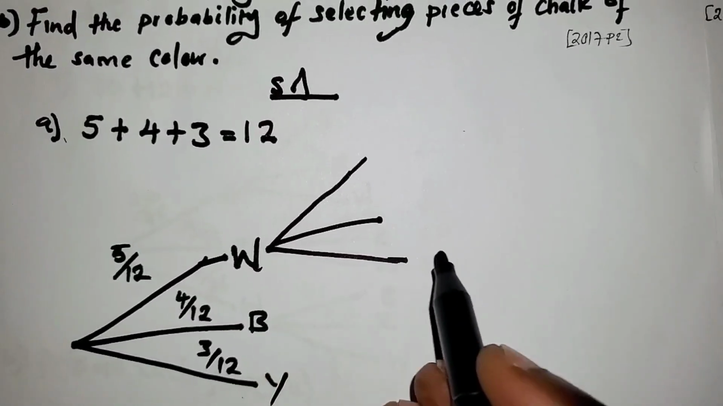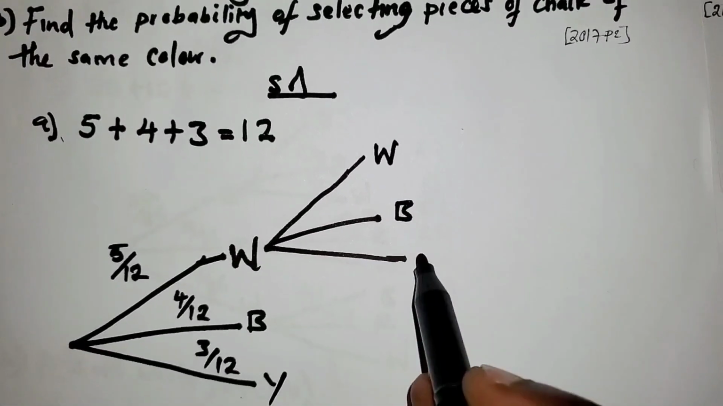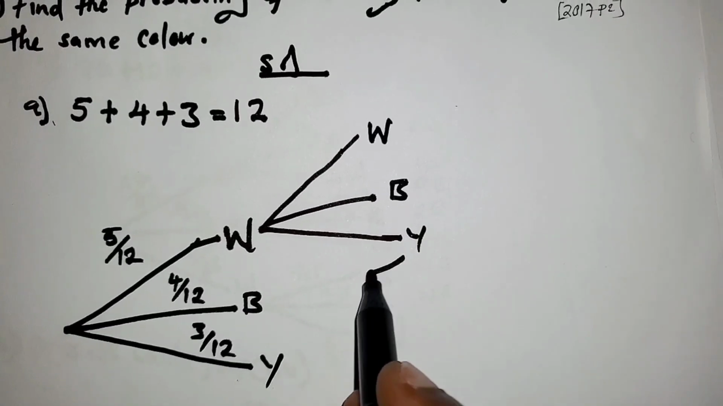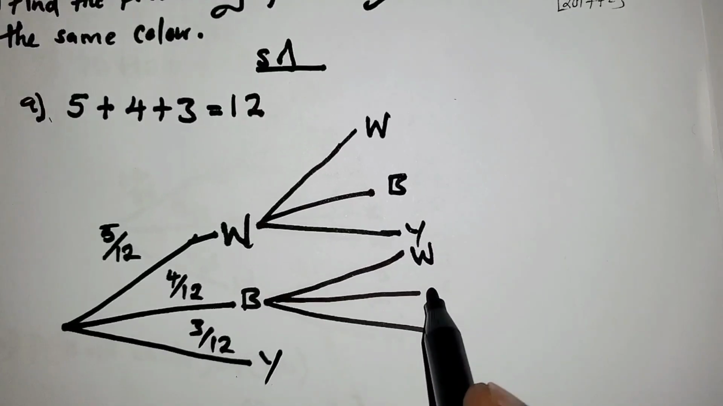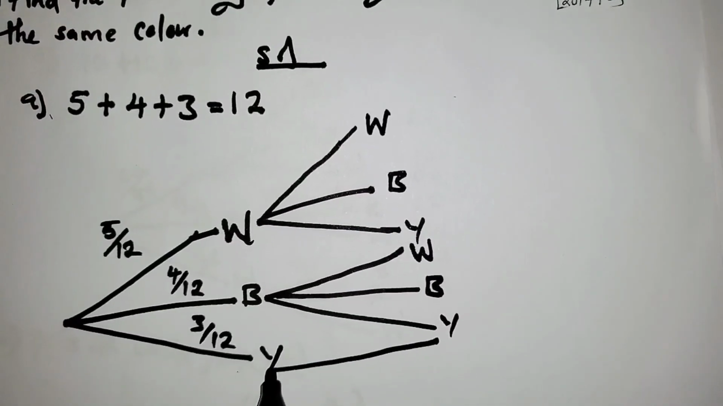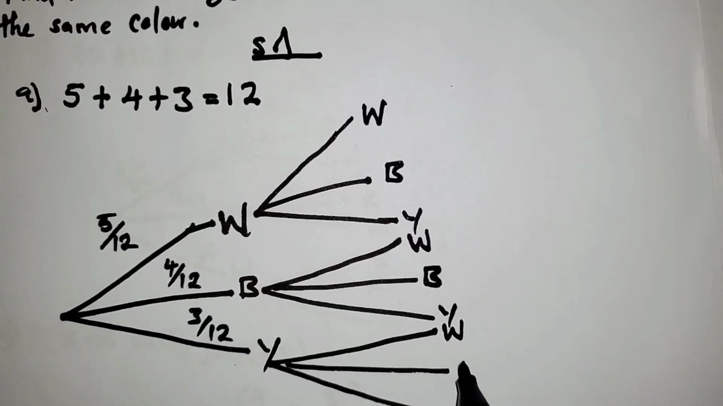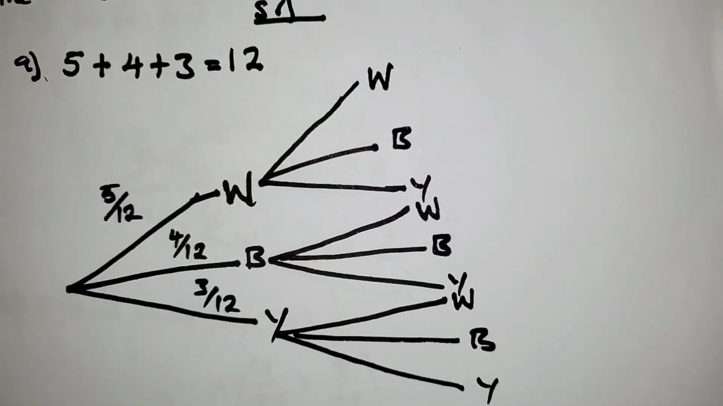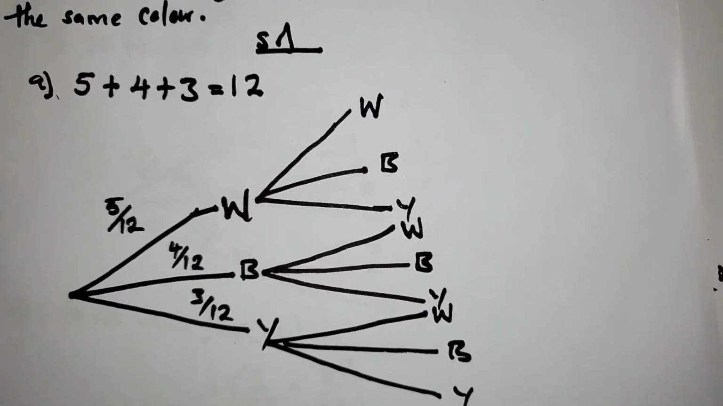Okay, and the second picking, each branch will still have 3 branches. So we're going to have white, blue, yellow. Even here we're going to have white, blue, yellow. From this branch, white, blue, yellow. Okay, now let's fill in the numbers.